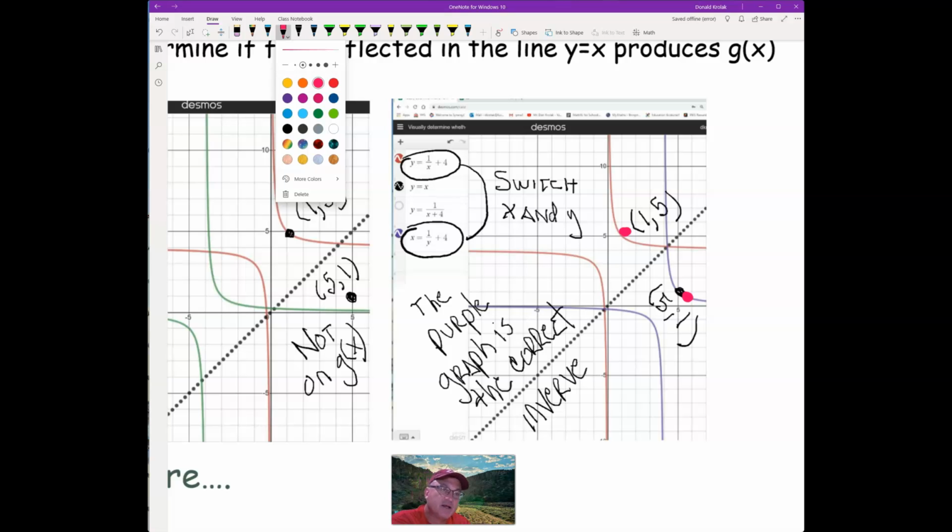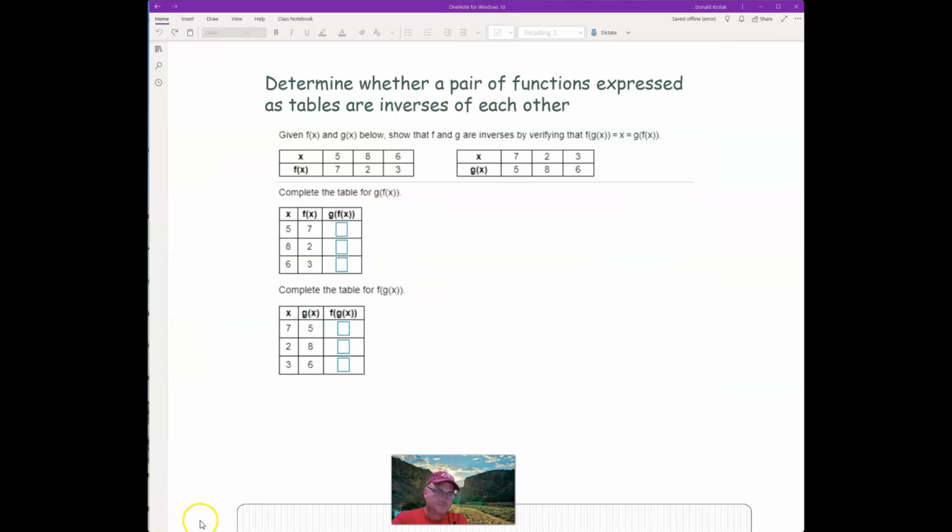The way I did it, again, I took the one I wanted to see the inverse of, and I just reversed the x and the y variables. Now you can see if I took the test point (1, 5), on the purple graph is the point (5, 1). That tells me that that's what the inverse would look like. One graph reflected in the line y equals x creates its inverse.